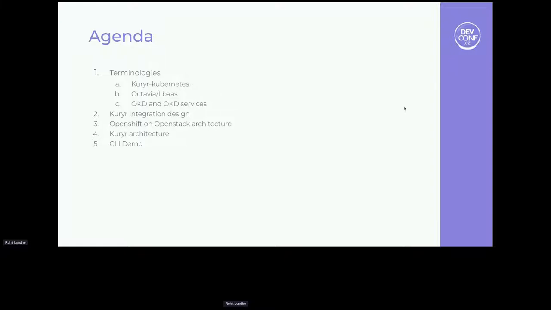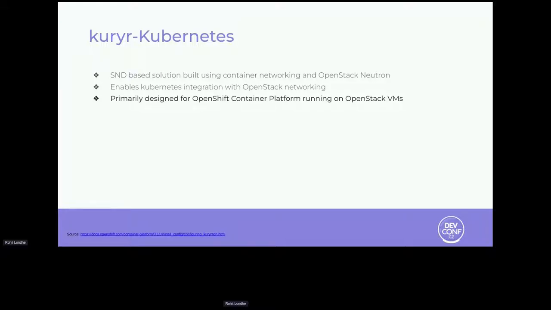All right, let's start with Kuryr Kubernetes. What exactly is Kuryr Kubernetes? It's a project that is being developed specifically for Kubernetes integration with OpenStack networking. This is an SDN solution that uses container networking, also known as CNI, and OpenStack Neutron. And the Kuryr and OpenShift Container Platform integration is primarily designed for OpenShift Container Platform that runs on OpenStack VMs.